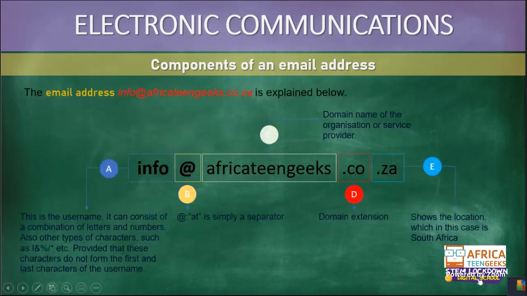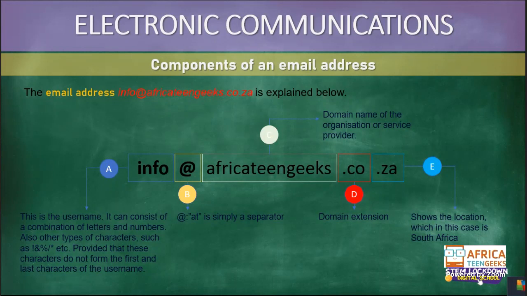Right. We are taking an example. If you go to the Africa Gigs, Teen Gigs website, you will see this one. For any information, you use this email address, right? So there are parts A up to E. So we'll start with part A. This is the username. It can consist of a combination.